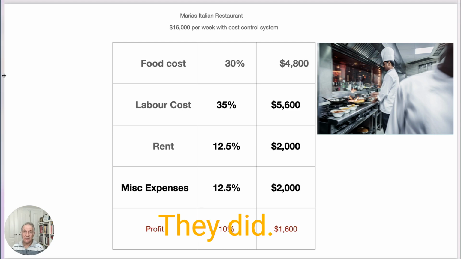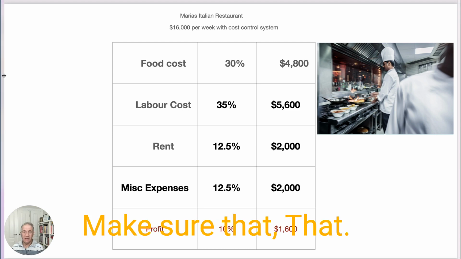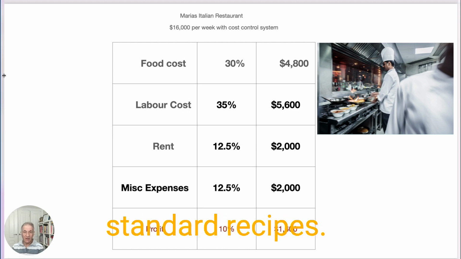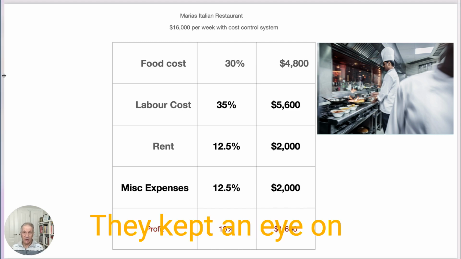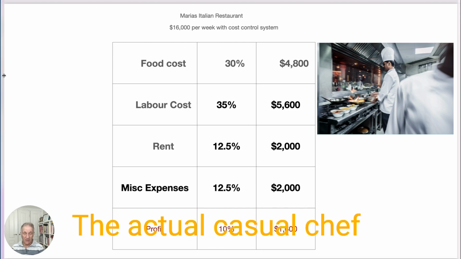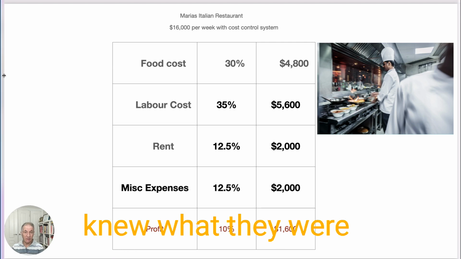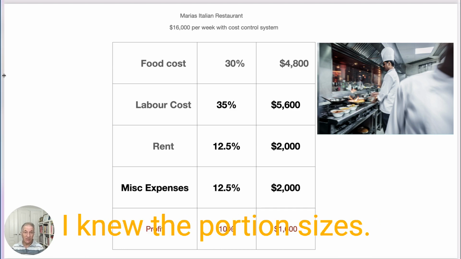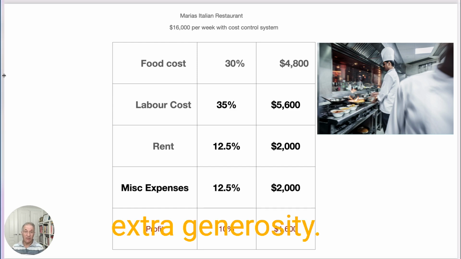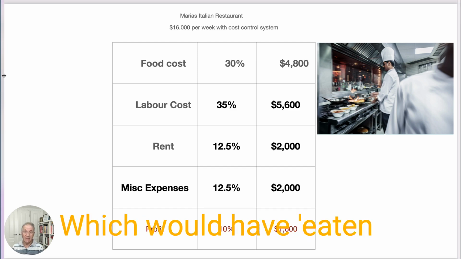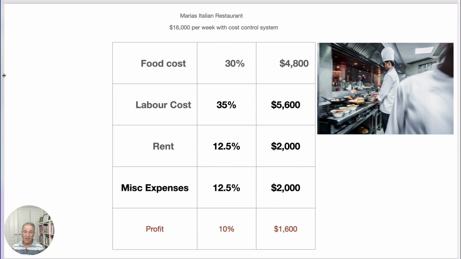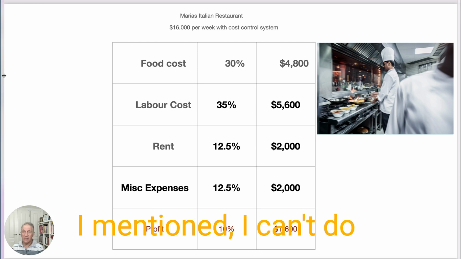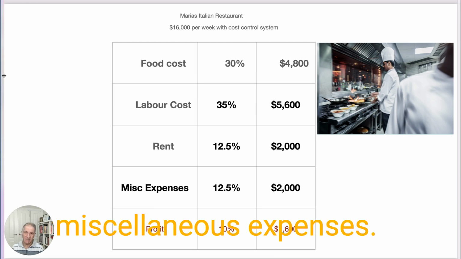They did make sure they worked to their standard recipes. They kept an eye on their labor cost. The actual casual chef knew what he or she was doing. They had standard recipes. They knew the portion sizes, cut back on extra generosity, which would have eaten into their food cost. And also, like I mentioned before, they did save on their buying. But unfortunately, like I mentioned, they can't do much about the rent and miscellaneous expenses.